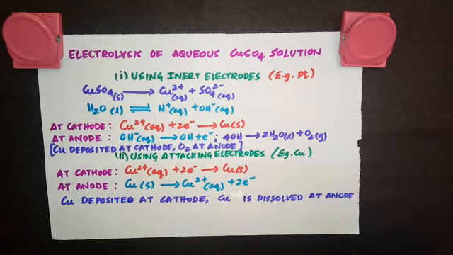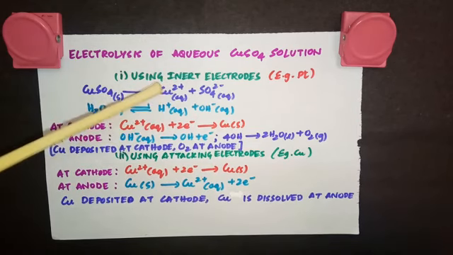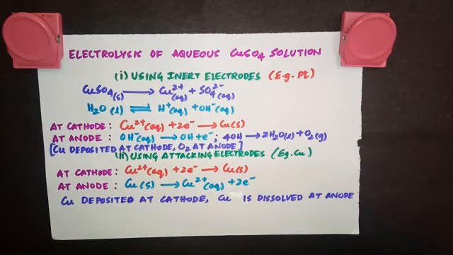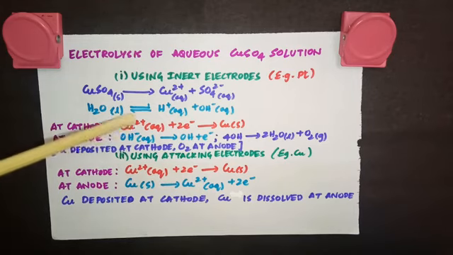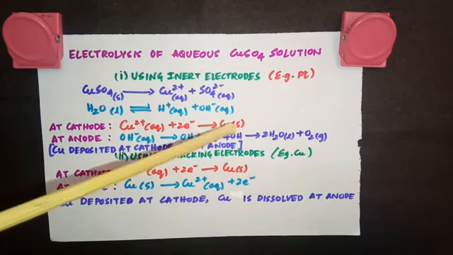Just like in the case of NaCl, there is a competition between Cu2+ and H+ as to which will get reduced at the cathode. But due to the greater reduction potential of copper, which has a value of +0.34 V, whereas for H+ it is 0.0 V, Cu2+ preferably gets reduced at the cathode and copper is deposited at the cathode.